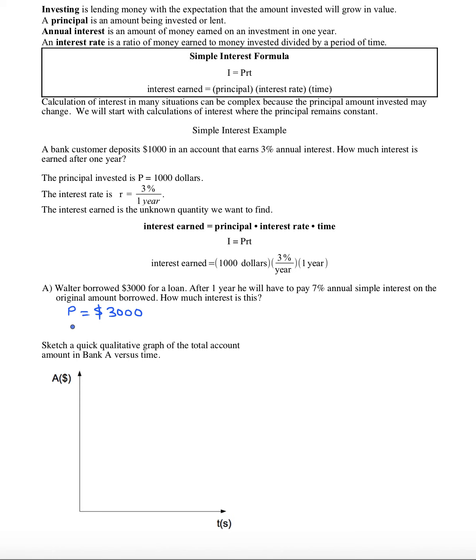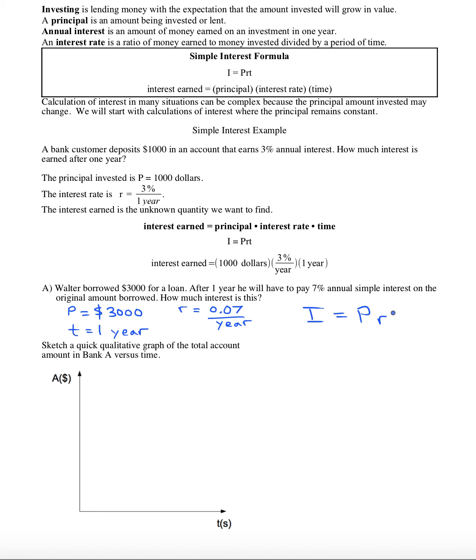The time that it's lent for is 1 year, so T is 1. And then we have an interest rate, R. It's 7% annual simple interest. Now we prefer to put percents into decimal form with these types of problems. And then we can put our unit in there as well. And while we're at it, we'll put a unit in for the time as well. Because when you compute simple interest, you want your time units to match your interest rate units. That's really critical.